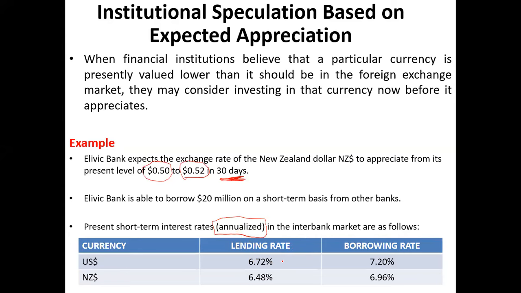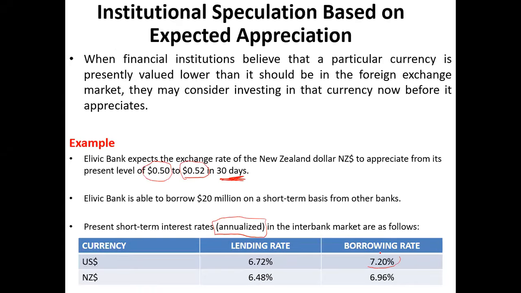So the first step is that, number one, we borrow. The question says we can borrow $20 million. So number one, we will borrow 20 million US dollars at a rate of, now, if we check from the question, we can see that the borrowing rate in the US is 7.2, because this is the US and this is New Zealand. So the borrowing rate in the US is 7.2. Okay, but this is for the year.